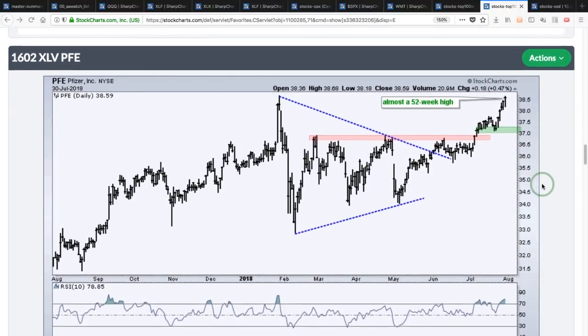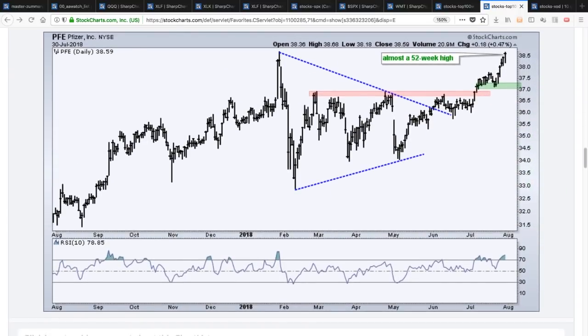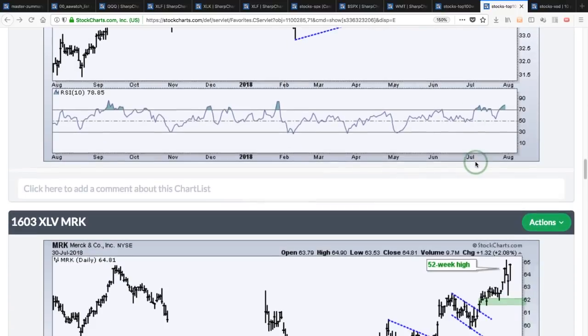When you're looking for leadership, you can see some of the big pharmaceuticals like Pfizer. Pfizer is almost at a 52-week high. And I've been focusing on this one since it had this big triangle forming. You can see it had a gap down and it filled the gap. There was a gap up and a triangle break, and then there's the big breakout right there at 37. So Pfizer is definitely one of the leaders and one we want on our radar.